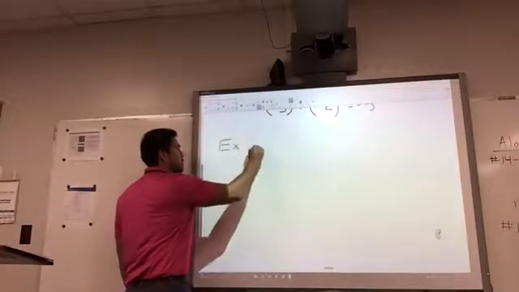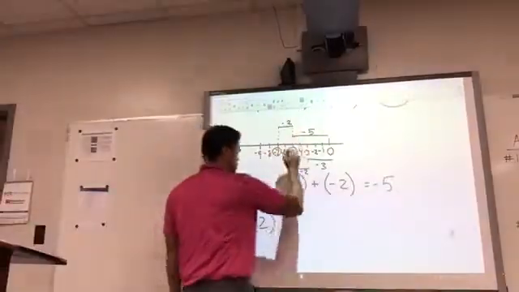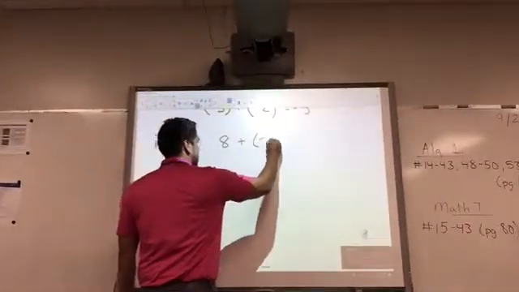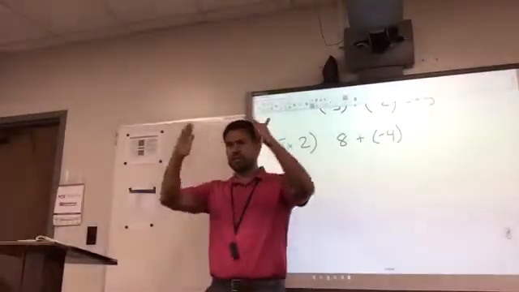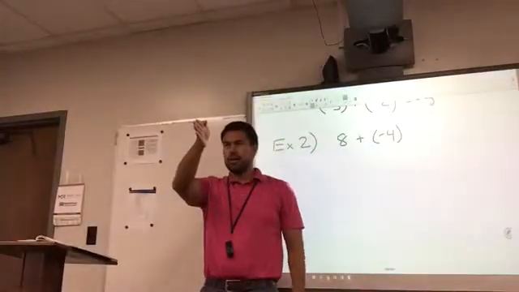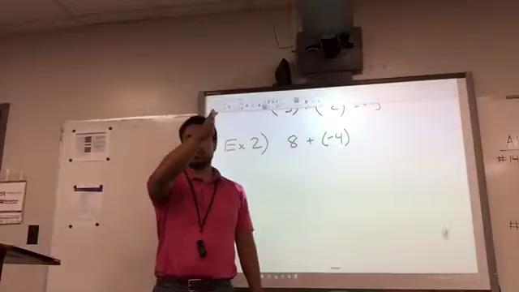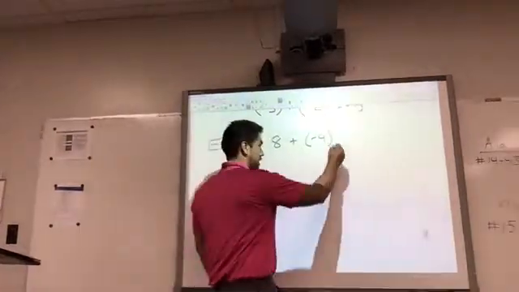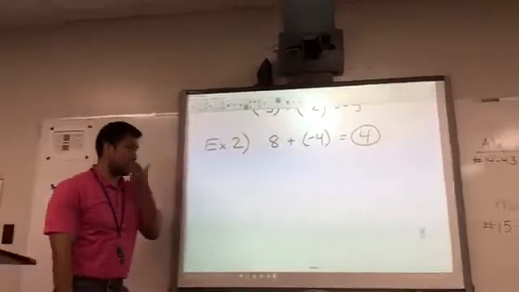Example number 2 gives us 8 plus -4. Again, I could use the number line, and if I'm visualizing a number line, here's 0. +8 would go 8 this way, and then -4 would go to the left. Where would I end up? John? +4 would be my answer. There you go. So that's using the number line.